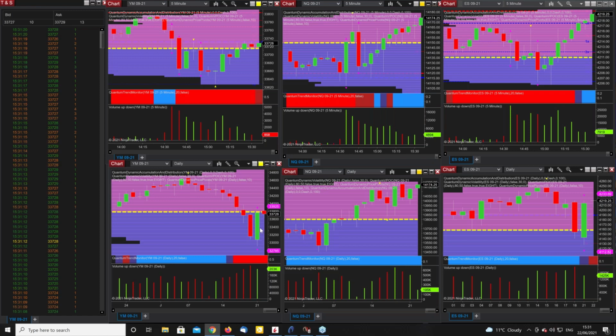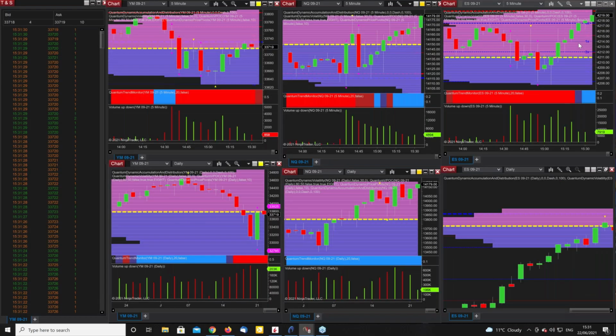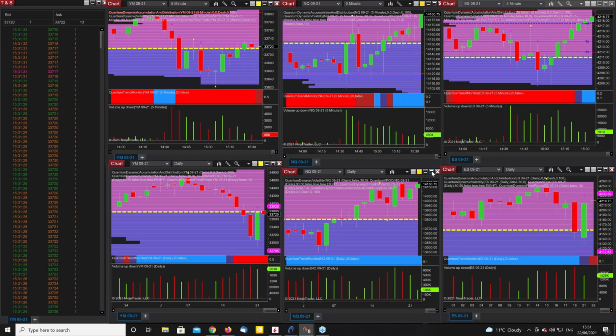This is the key thing, the fact that we've got a volatility trigger. As Anna said, we've got a volatility trigger on the day. We've got a volatility trigger on the daily on the ES as well. You can see it there. The only one that hasn't reflected that is the NQ.